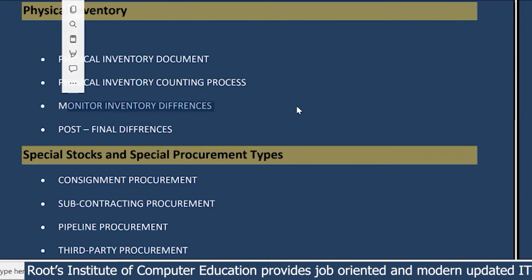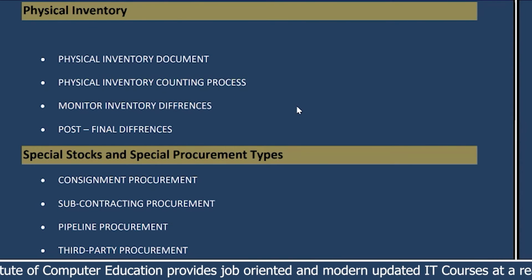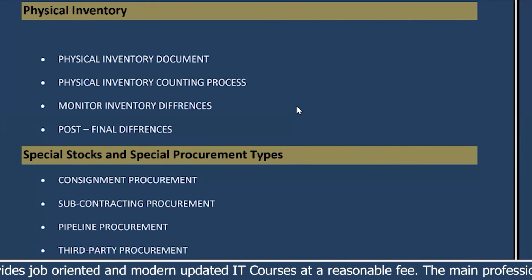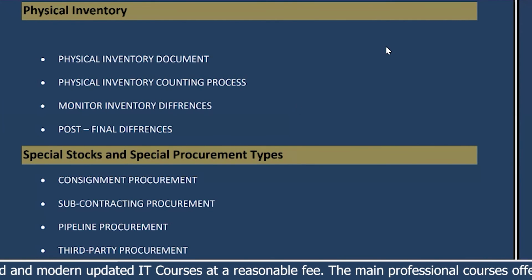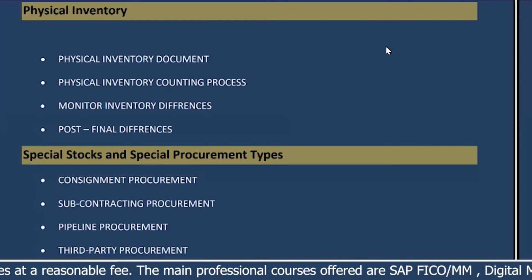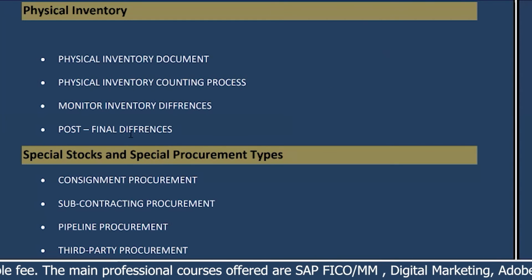So differences, for example, the system inventory is showing 100, and in the counting process it is showing 95. So 5 material is missing. Like that we have to take out all the inventory differences. Okay. Then we have to post it final.